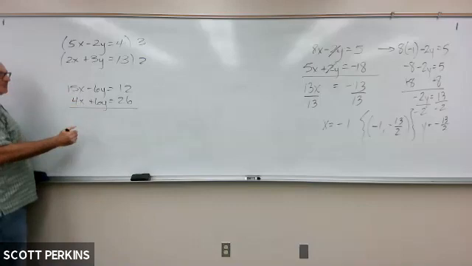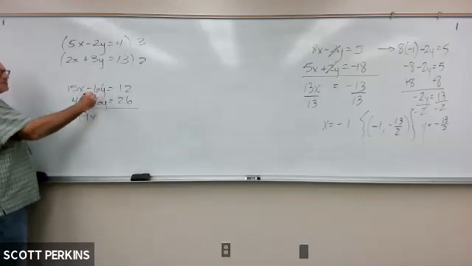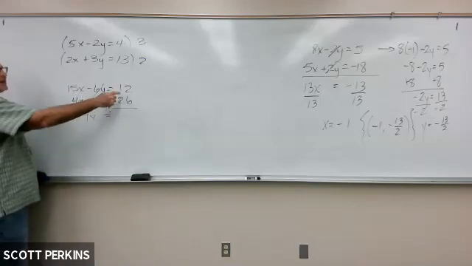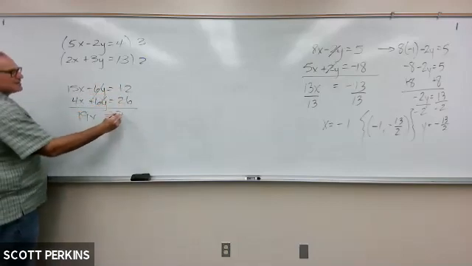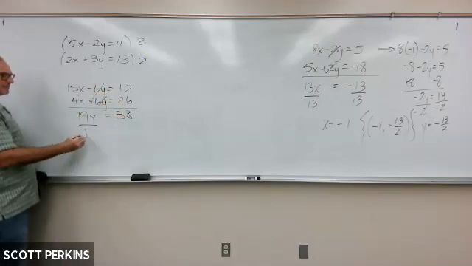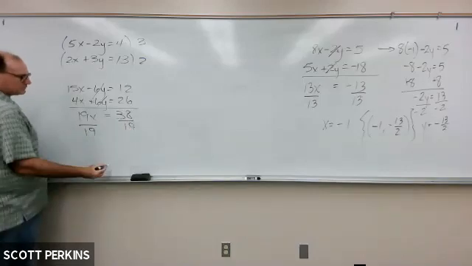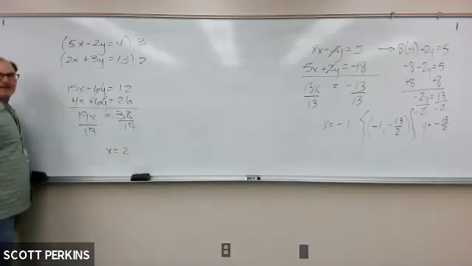So 15x and 4x is 19x. The y's cancel, which is what I wanted. 12 and 26 is 38. My x value is 2.